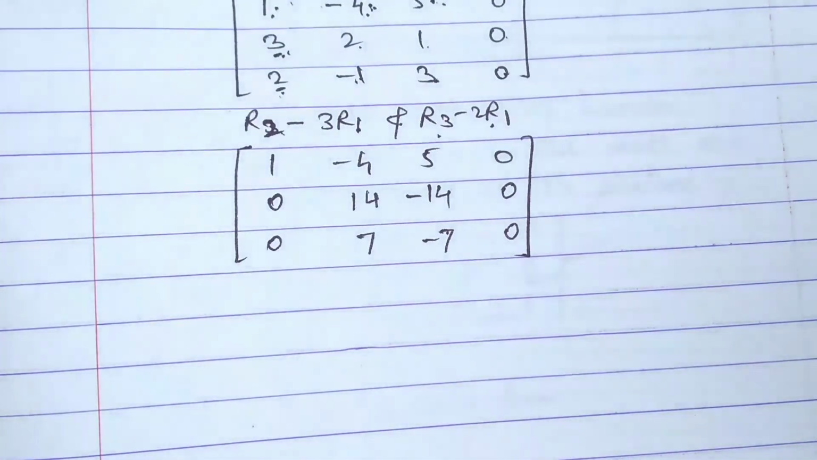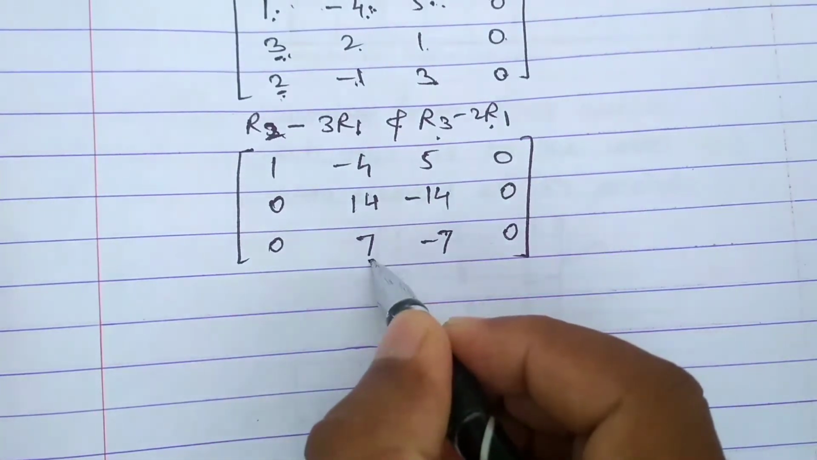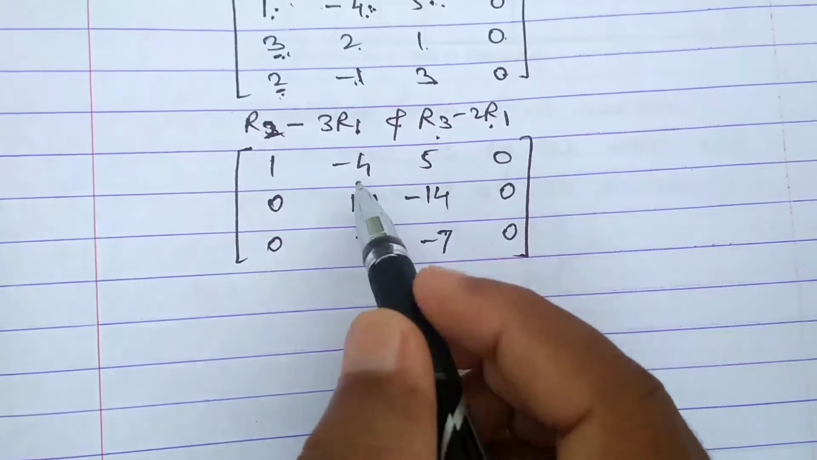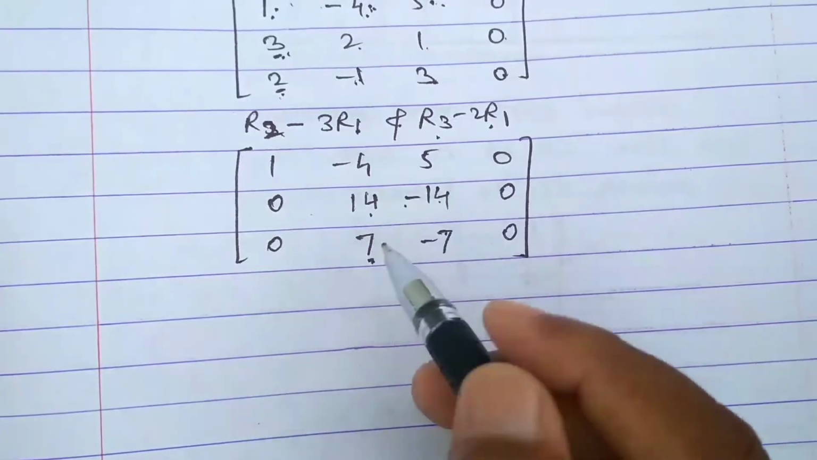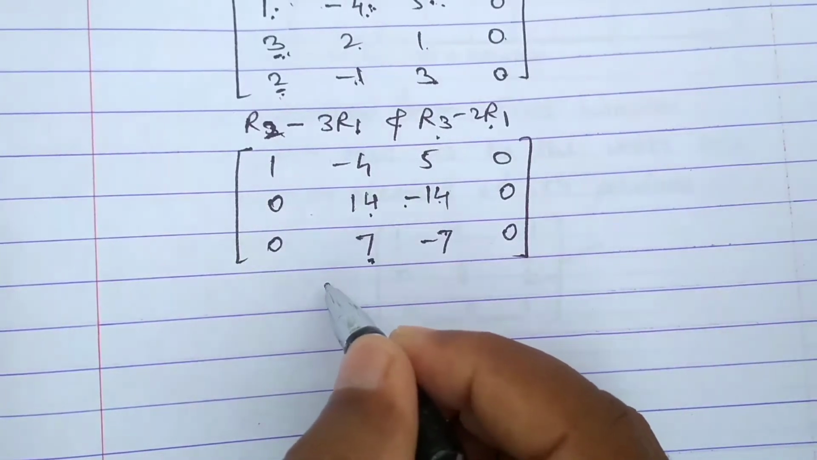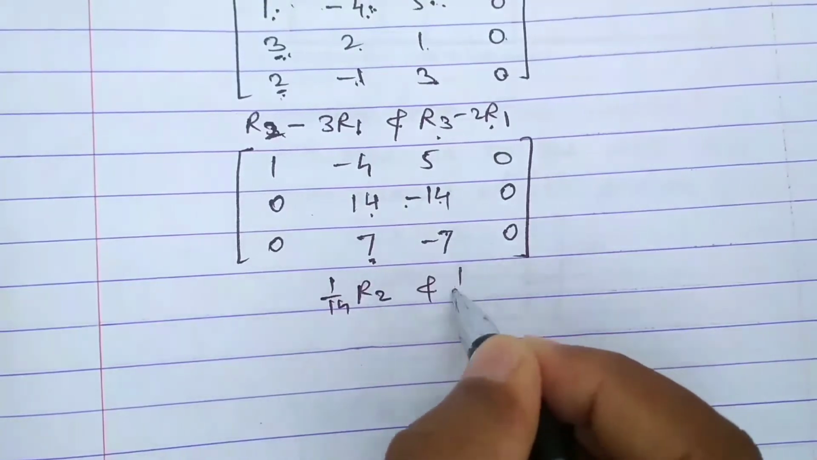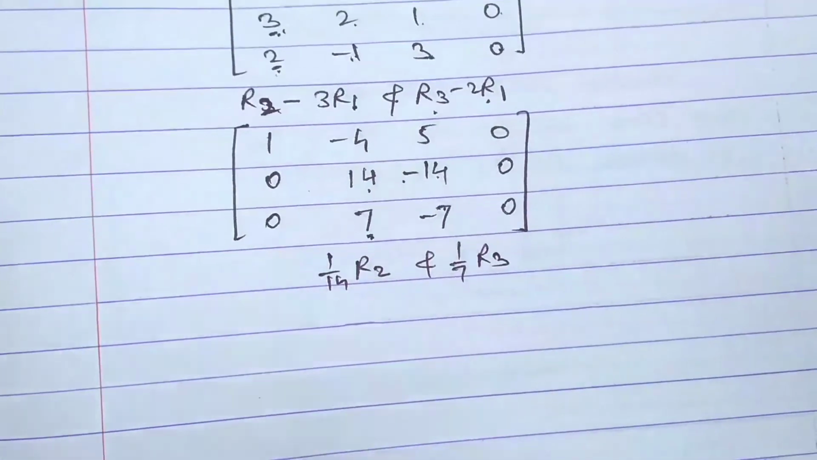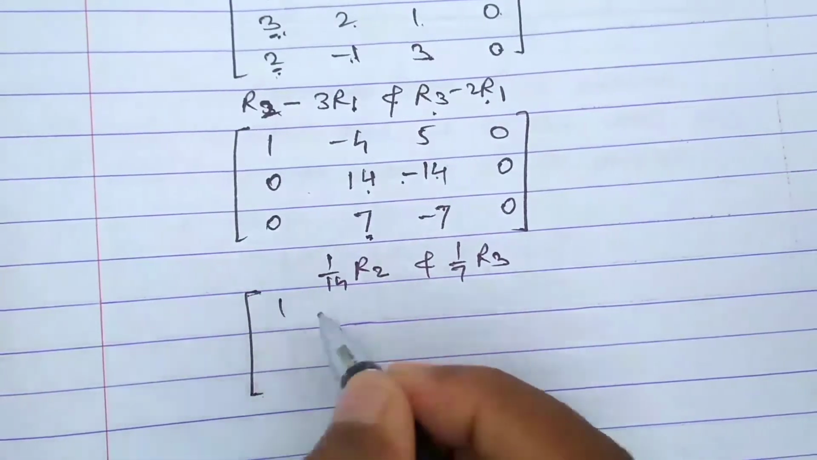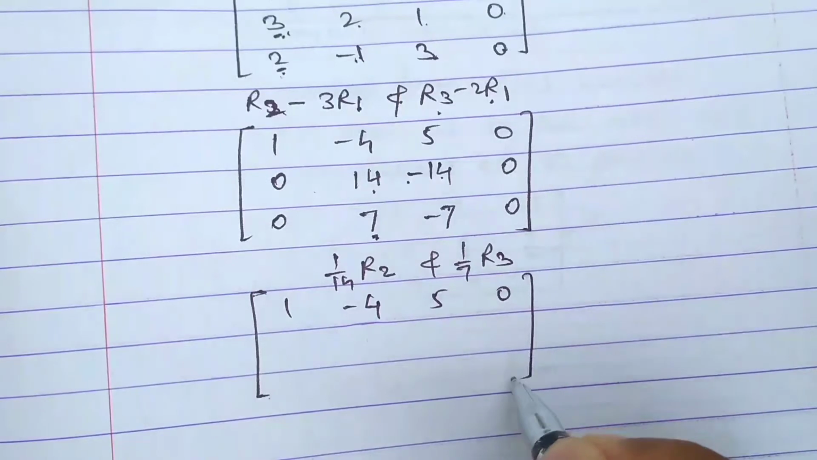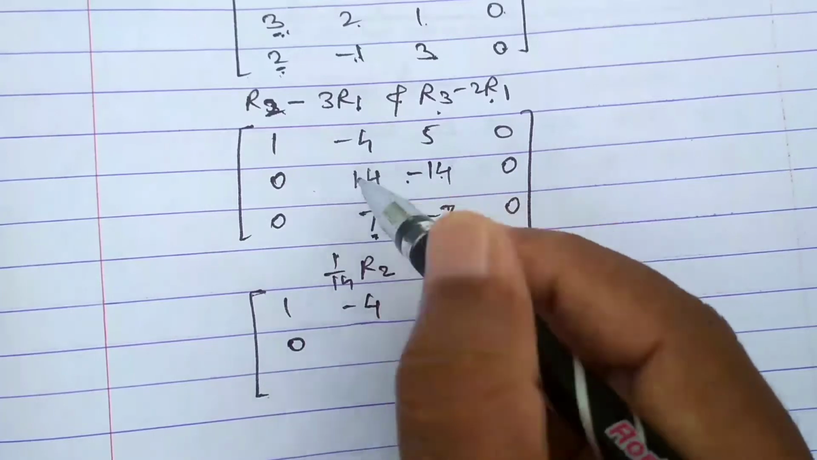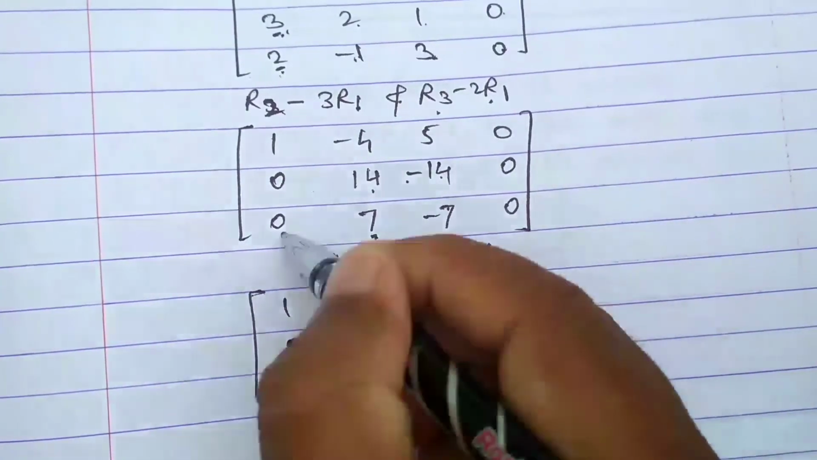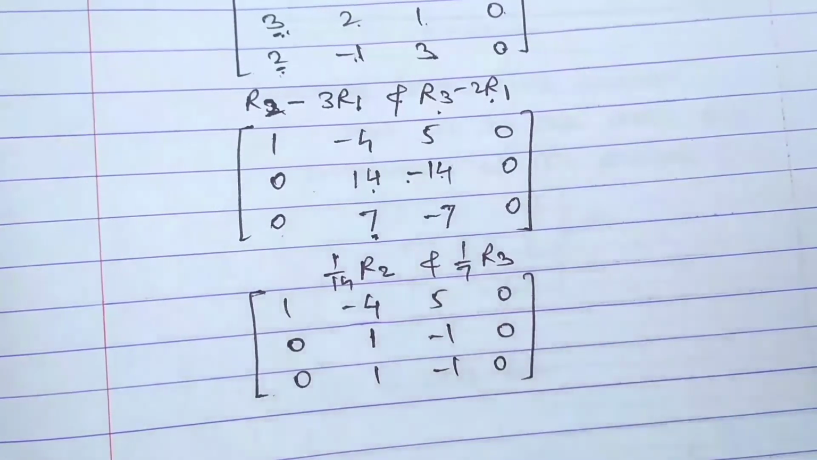Now we have to make it 0. But before making it 0 here, I just use the transformation, divide R2 by 14 and R3 by 7, because R2 is a multiple of 14 and R3 is a multiple of 7. So multiply R2 by 1 by 14 and R3 by 1 by 7. See what happens. First row as it is 1 minus 4 5 0. Second row 0, divided by 14, it is 1, here minus 1, 0. Third row 0, 1, minus 1, 0.